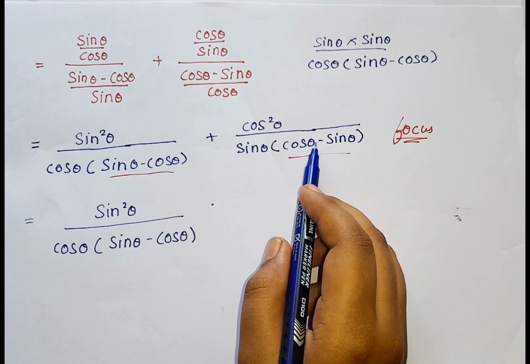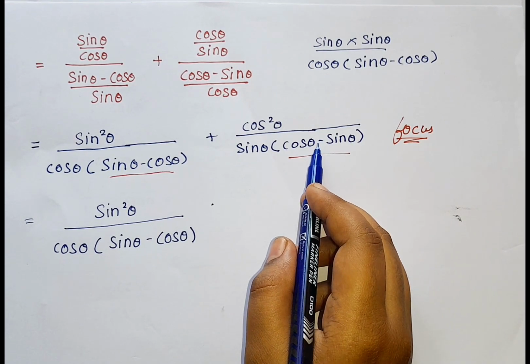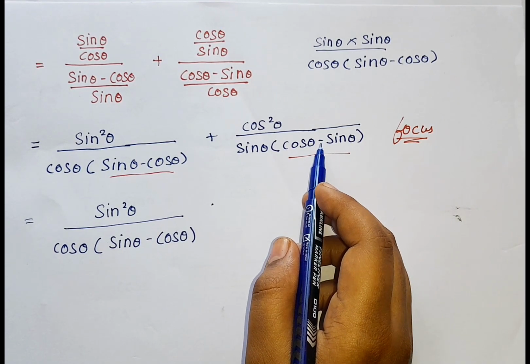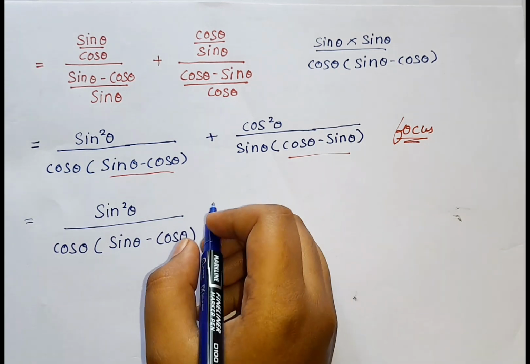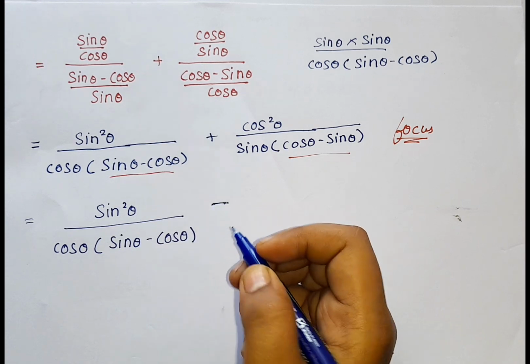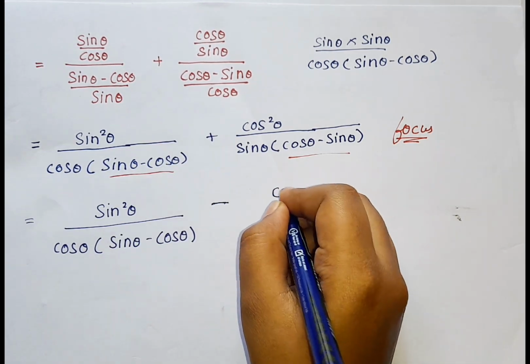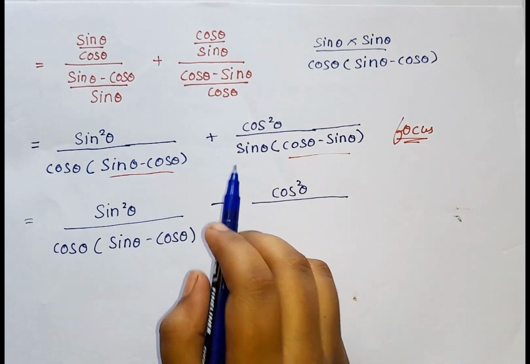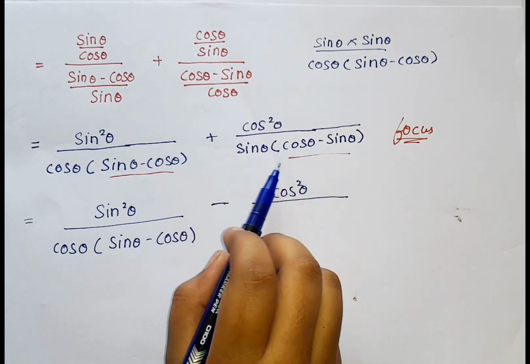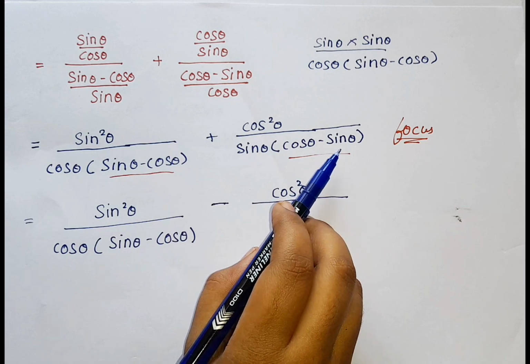I just told you let us take minus as common. Why? Because when we take it as common, it will be easy to do LCM. Okay, so let's take minus common. Okay, and then let's write cos square theta as it is, and then divided by sin theta and bracket cos theta minus sin theta, isn't it?